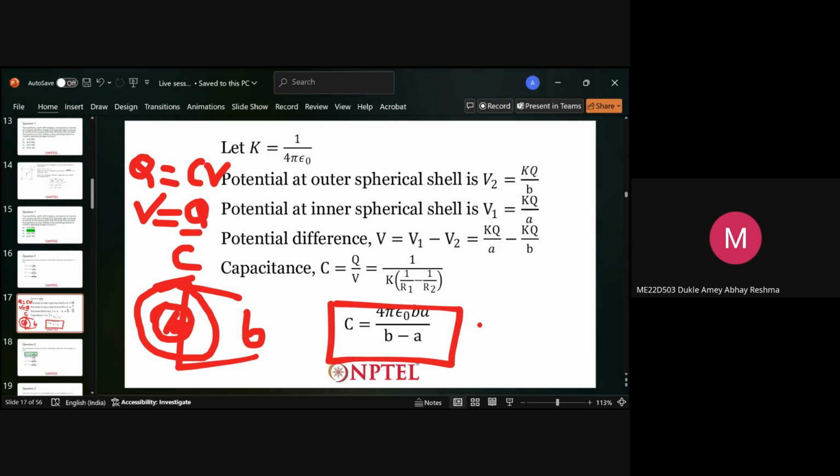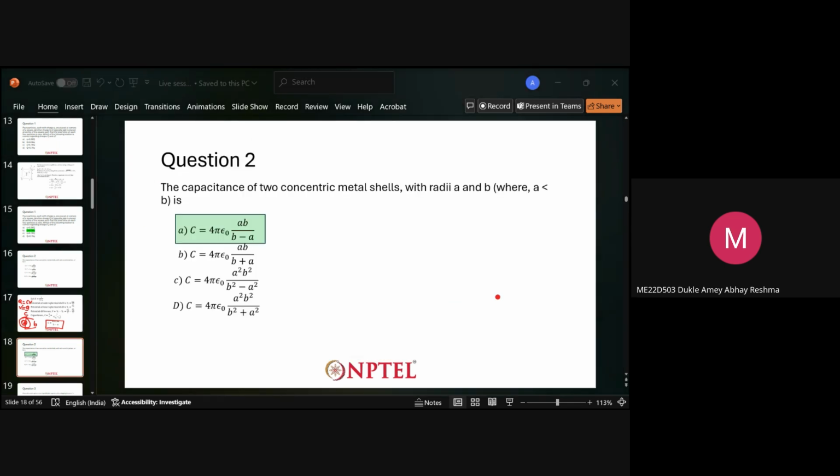Anyone not able to follow, please unmute and ask. So the final answer is A, C is equal to 4 pi epsilon naught AB upon B minus A. Anyone not able to follow, please let me know.